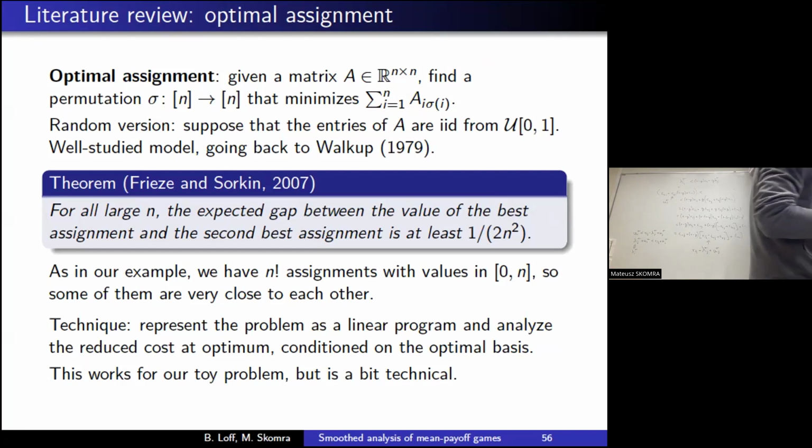In particular, there is this theorem by Frieze and Sorkin, where they analyze a very similar question. They say that for large n, the expected gap between the value of the best assignment and the second best assignment is at least 1 over 2n squared. And again, let us look at this. How many assignments do we have? Well, n factorial assignments. They have values between 0 and n, so obviously there will be a lot of assignments that are very close to each other. But the optimal one is far from the rest. The optimal one is somehow isolated from them.